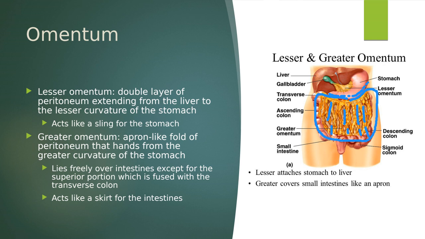Now, our lesser omentum, we said, is going to basically attach the liver to the stomach. So it's going to come from the bottom part of our liver, and it's going to extend all the way over to that inner curve of our stomach, or the smaller curvature of our stomach, and that will be our lesser omentum.